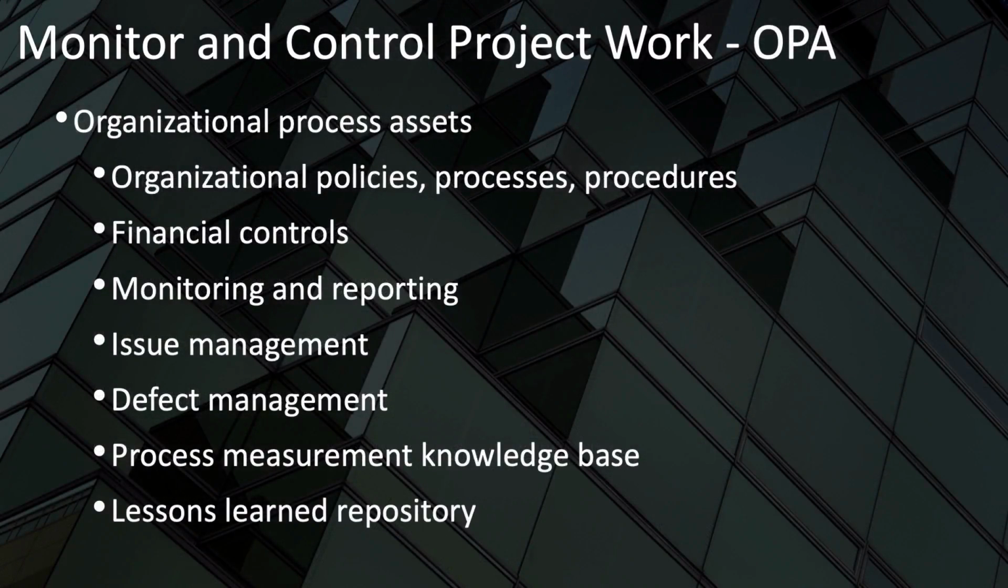The organizational process assets listed include all sorts of things that are useful for monitoring and controlling project work. Your organizational policies, processes, and procedures are at the top of the list, naturally, but also your organization's financial controls, monitoring and reporting, issue and defect management, your process measurement knowledge base, and your lessons learned repository.